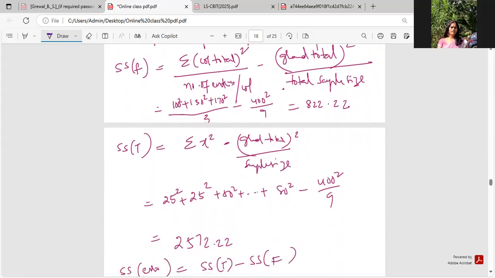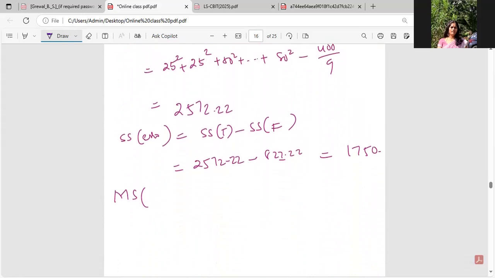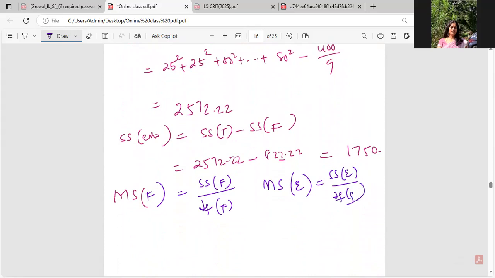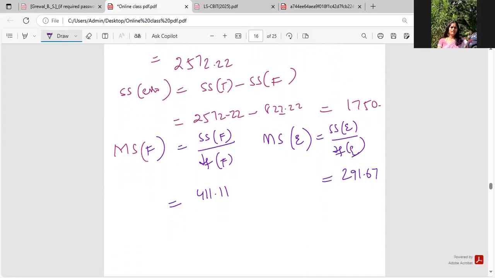Now coming to the final column. Once I know the final column, I'm done. MS factor, I'll be calculating. It is nothing but SS factor by DF factor. MS error I'll be calculating. It is nothing but SS error by DF error. So these values turn out to be 411.11 and this value turns out to be 291.67.